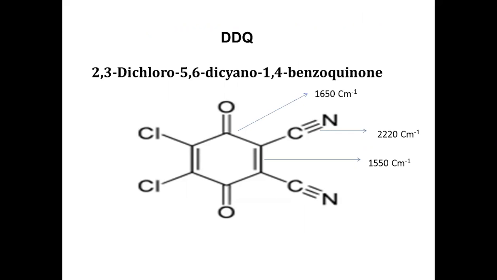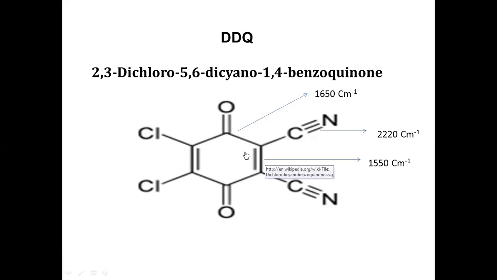DDQ means 2,3-dichloro-5,6-dicyano-1,4-benzoquinone. This is the structure of benzoquinone, and the numbering starts from here: 1, 2, 3, 4, 5, and 6. At the 2 and 3 positions, you can see two chlorines, so this is 2,3-dichloro. At the 5 and 6 positions, we have two cyano groups, so 5,6-dicyano. And at the 1 and 4 positions are the benzoquinone positions. The total molecule is abbreviated as DDQ.